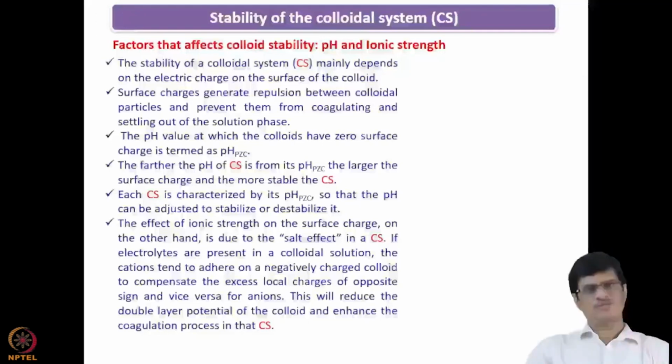Each colloidal system is characterized by its pH PZC, so the pH can be adjusted to stabilize or destabilize it. Also important is the salt effect, or the ionic strength, on the surface charge. If an electrolyte is present in a colloidal solution, the cations tend to adhere to a negatively charged colloid to compensate the excess local charge of opposite sign, and vice versa for the anions. This will reduce the double layer potential of the colloid and enhance the coagulation process in that colloidal system.